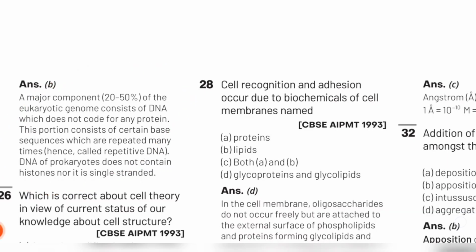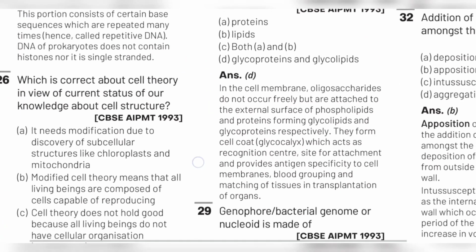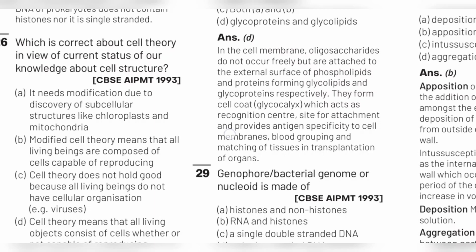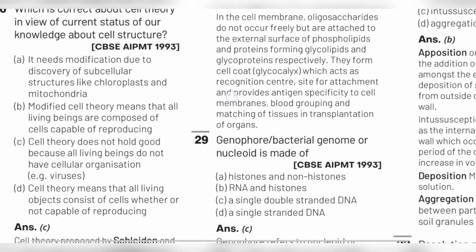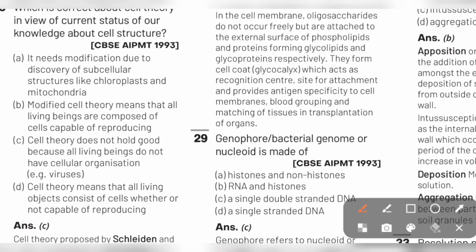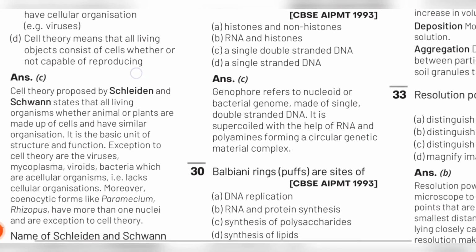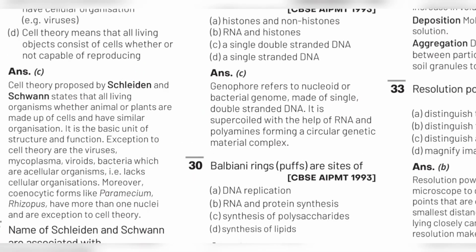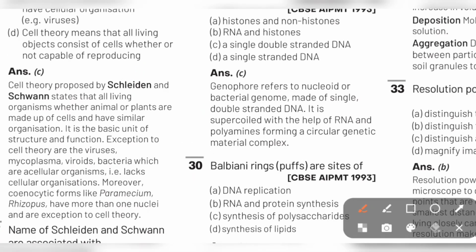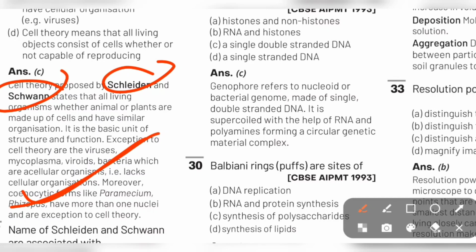We have another question as well: which is correct about cell theory in the light of the current state of our knowledge about the cell structure? This is the correct option. Cell theory does not hold good because all living beings do not have cellular organization, for example viruses. And when we see the explanation, this is our explanation here. सेल थ्योरी किसने प्रपोज किया था, श्लाइडन एंड श्वान. And you can read this extract from your book.